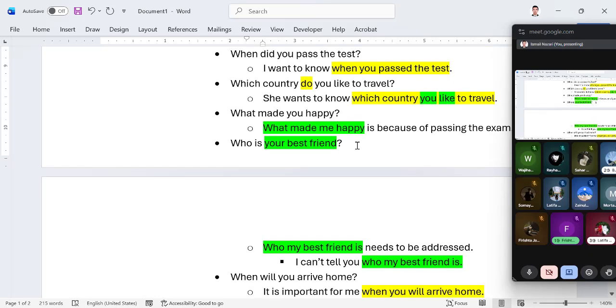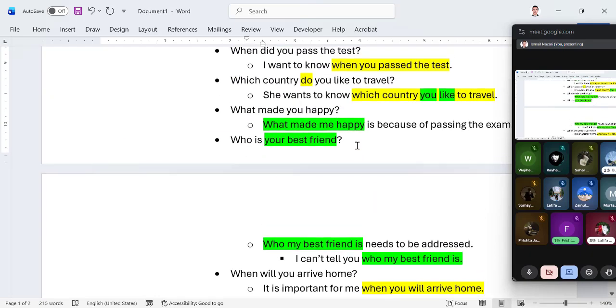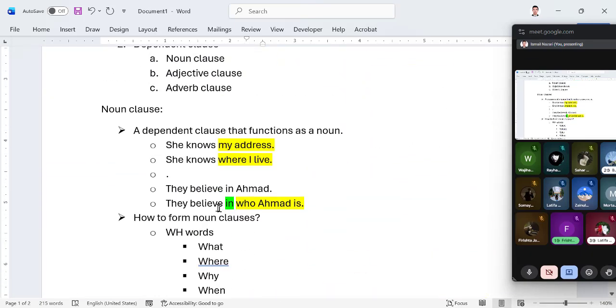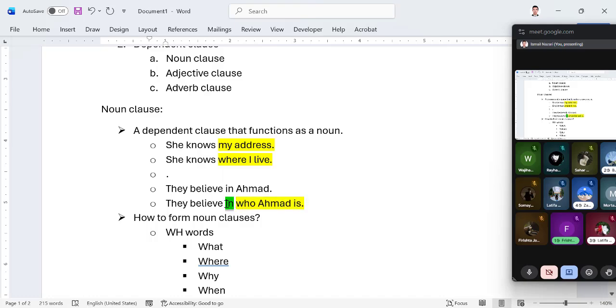We can have a noun clause as the object of a preposition as well. Here, the sentence was "I believe in him." Here we had "I believe in who Ahmad is." So here we have the clause "who Ahmad is." It is our noun clause. It comes after the preposition. So when it comes after a preposition, it is considered as the object.